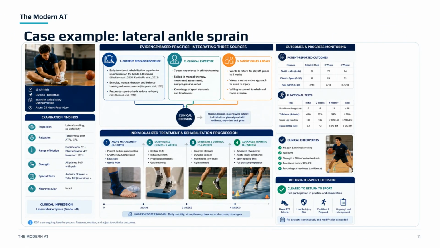This case demonstrates how EBP works in a realistic athletic training scenario. A basketball athlete sustains an acute lateral ankle sprain. The athletic trainer begins with evaluation and clinical impression. Then, the plan integrates three sources: current research evidence, the clinician's experience, and the patient's goals. The rehabilitation progression moves from acute management to early motion, strengthening, balance, advanced training, and return to sport decision-making.